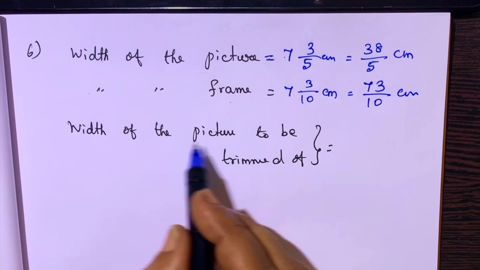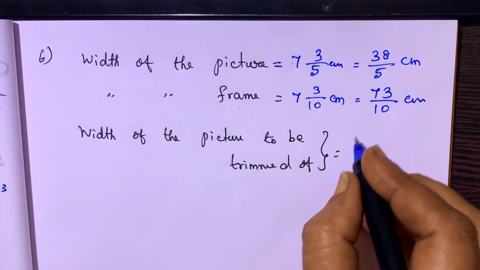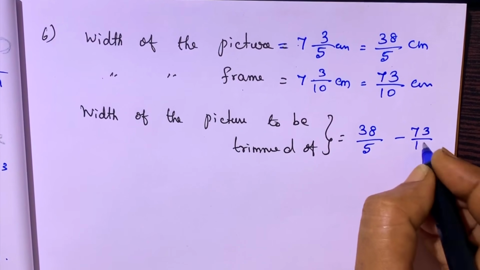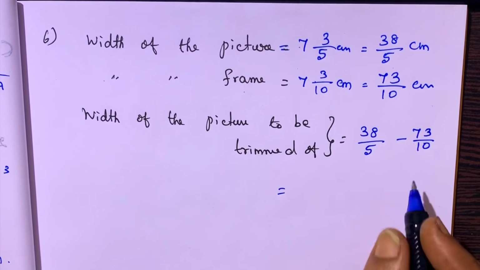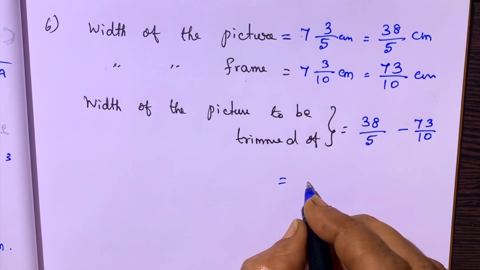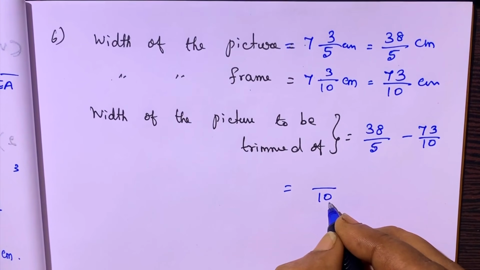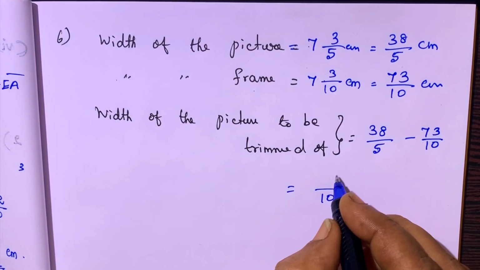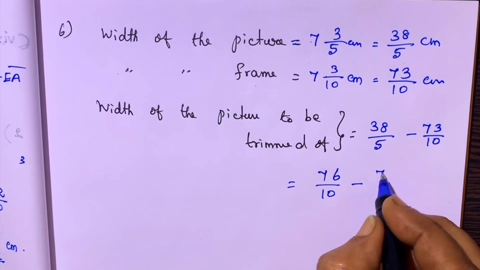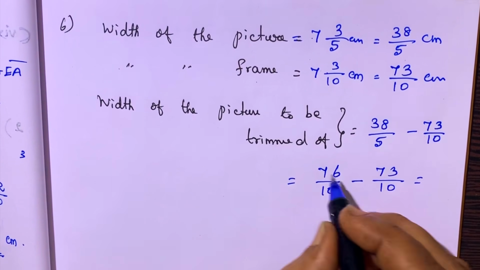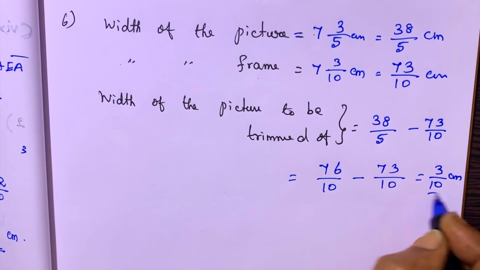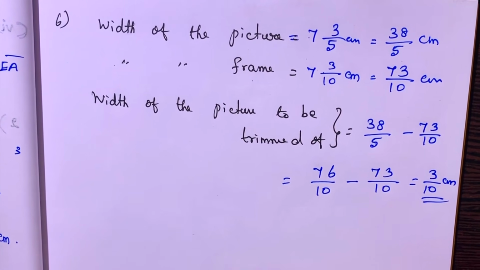Now the width of the picture to be trimmed off is equal to 38/5 minus 73/10. The common denominator you have to make. So LCM is 10, 5 twos are 10. So 38 twos are 76, 76/10 minus 73/10 is equal to 76 minus 73, which is 3/10 centimeter. This is the answer.